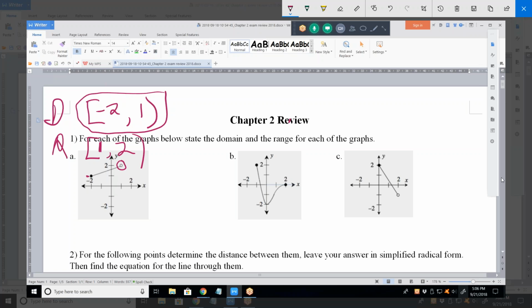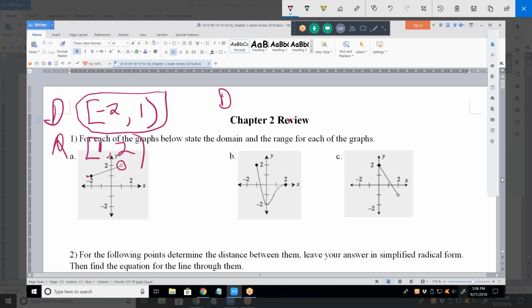In other words, whenever you're looking at an open circle, doesn't matter domain or range, both of them are going to have parentheses. And closed circles mean brackets. But the key is this goes from left to right on domain, and range goes from bottom to top. So number B, domain is what?